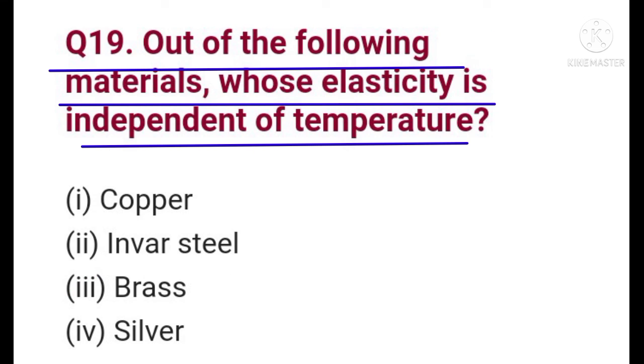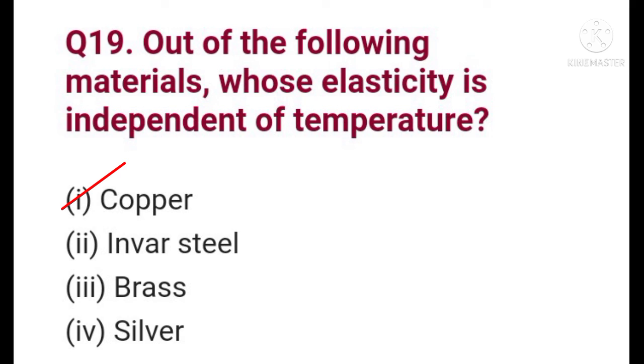Question number 19. Out of the following materials, whose elasticity is independent of temperature? First option, copper; second option, invar steel; third option, brass; fourth option, silver. Here second option is the correct option. The material whose elasticity is independent of temperature is invar steel.